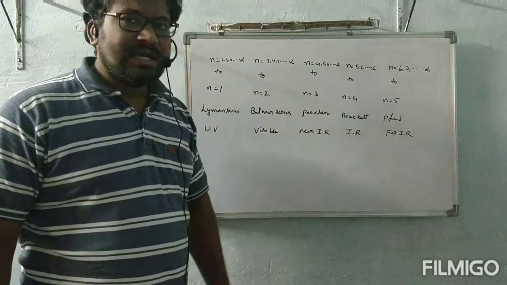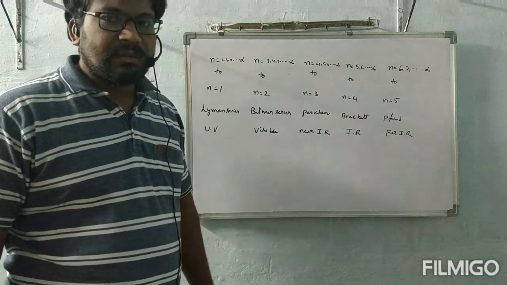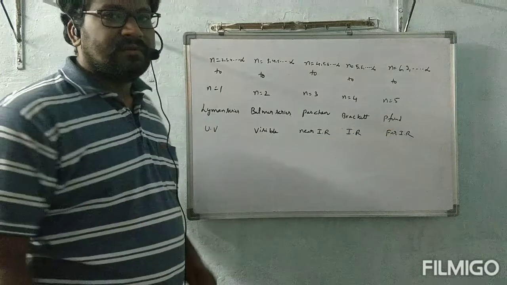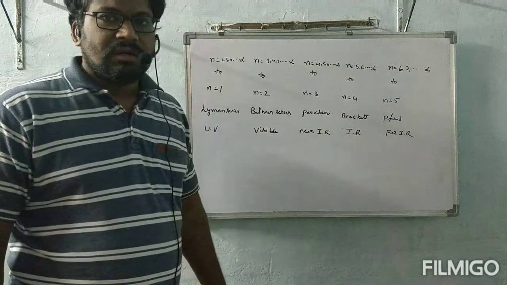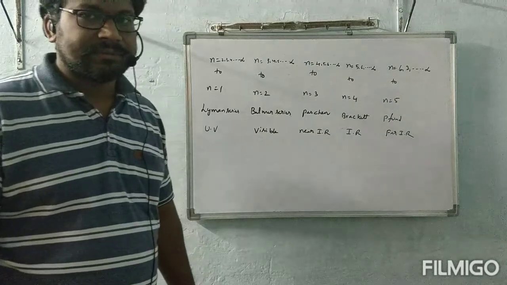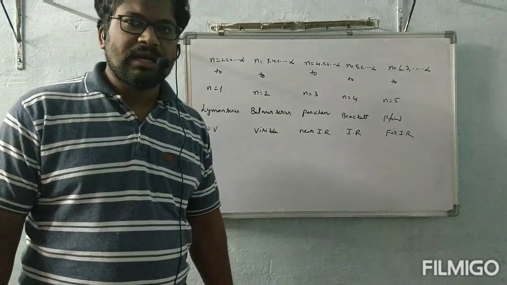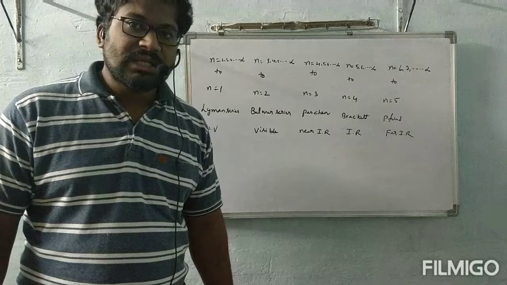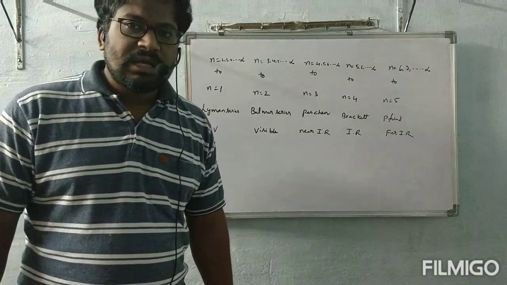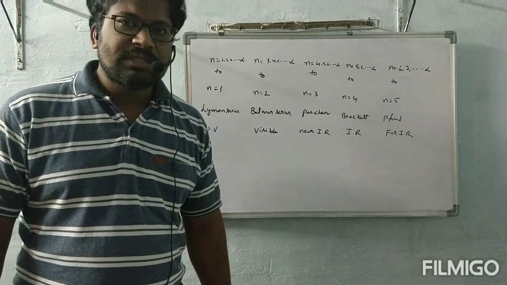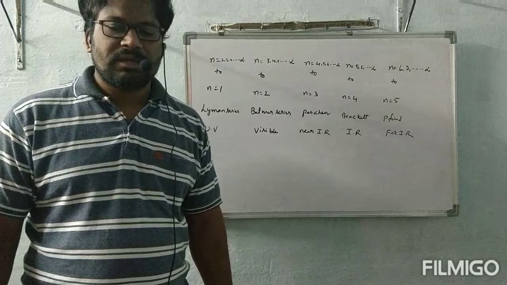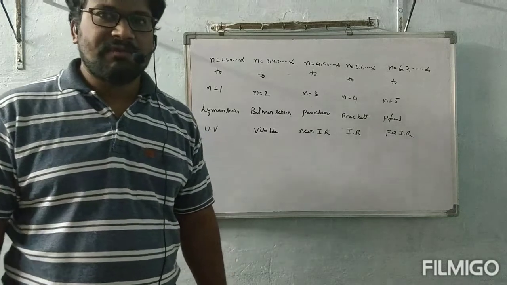Like this, different scientists have studied different lines, but all these lines were successfully explained by Niels Bohr. All these lines form on the screen like a discontinuous spectrum, because between one line and another line there is a gap. That is why it is called a discontinuous spectrum, the line spectrum of hydrogen, which was explained by Niels Bohr successfully. This is about the Bohr hydrogen atom and the line spectrum of hydrogen.